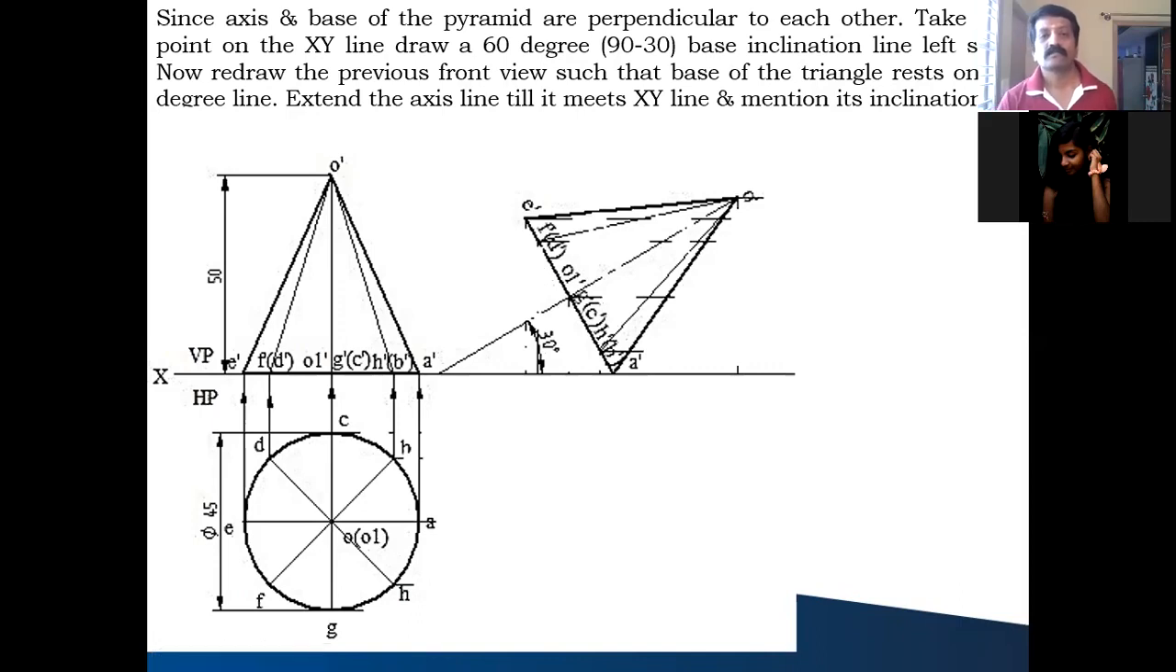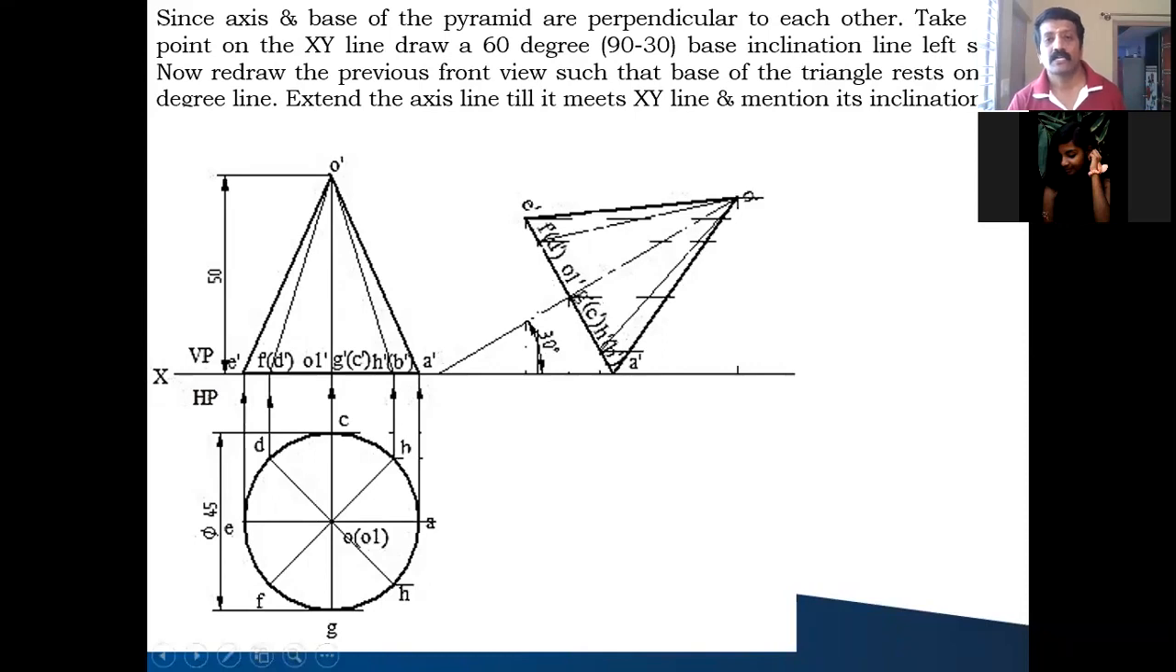After getting this base, how to get the apex? A dash to O dash as well as C dash to O dash distance is the same. From here you cut an arc, from here you cut an arc, you will get O dash. After getting O dash, this is the axis line or center line. Draw it and extend this line wherever it meets the XY line. You measure it. Definitely, since I have taken a base inclination of 60 degrees, the axis inclination has to be 30 degrees. And this is a light line, so don't make it a thick line. So this completes your front view.